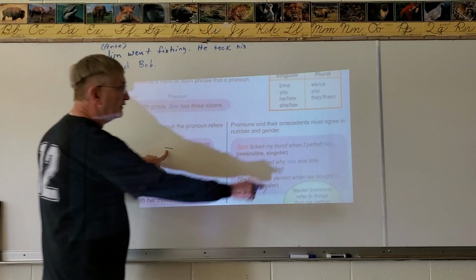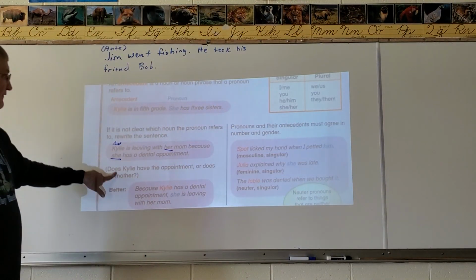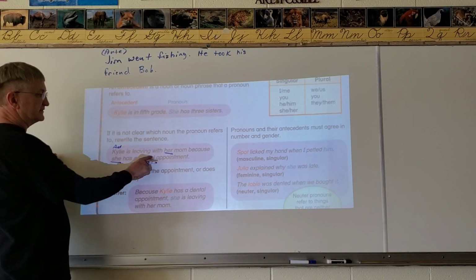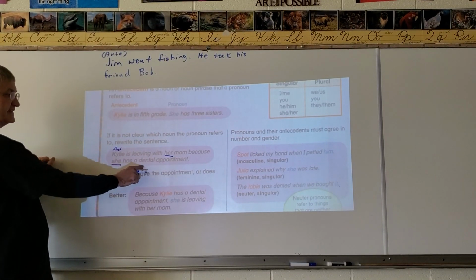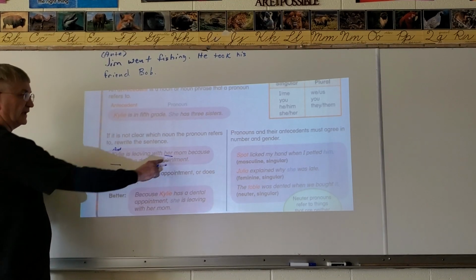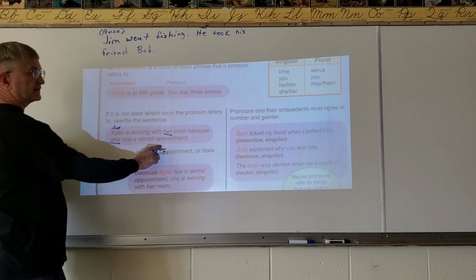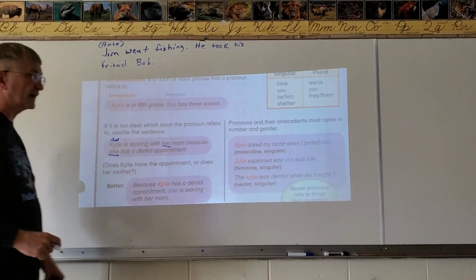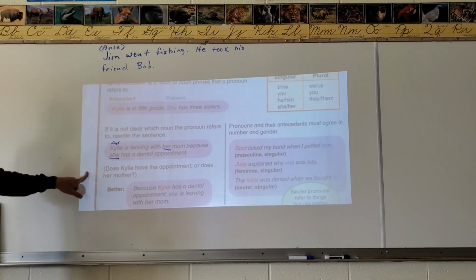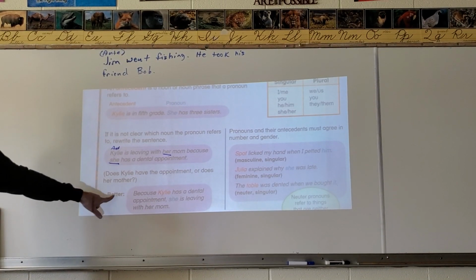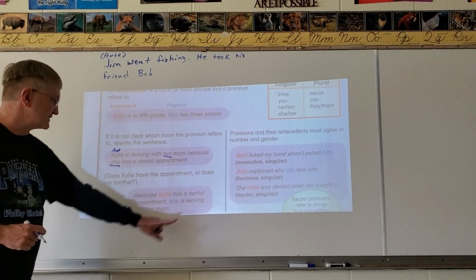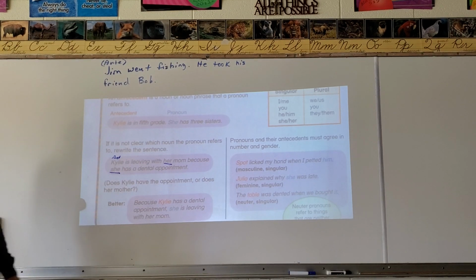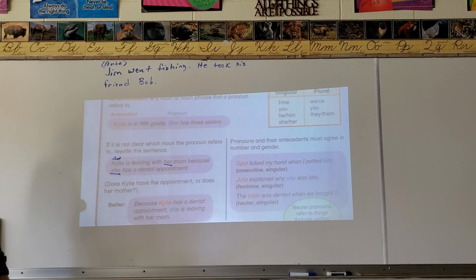So we have the word her, there it is. And we have because she. We wouldn't use her again because of the redundancy. You wouldn't say Kylie is leaving with her mom because her has a dental appointment. Doesn't make sense. Mom because she has a dental appointment, dentist appointment. So that's why you see a hash line. They can work together. Does Kylie have an appointment or does her mother? Because Kylie has a dental appointment, she is leaving with her mom. So again, her and she referring to Kylie, two different phrases.